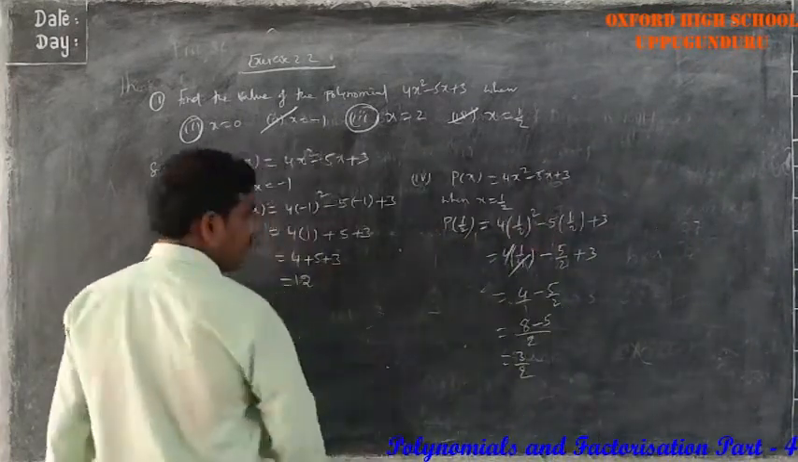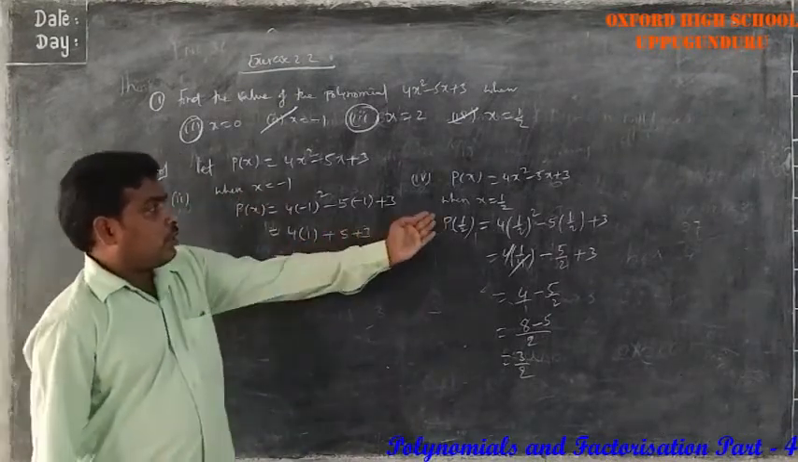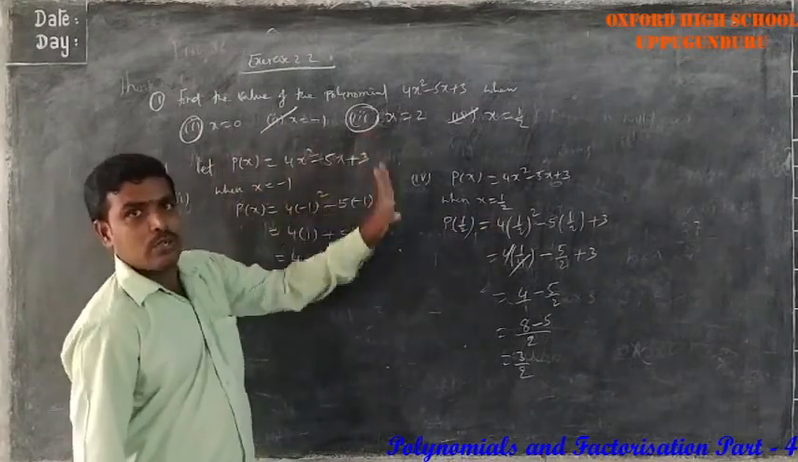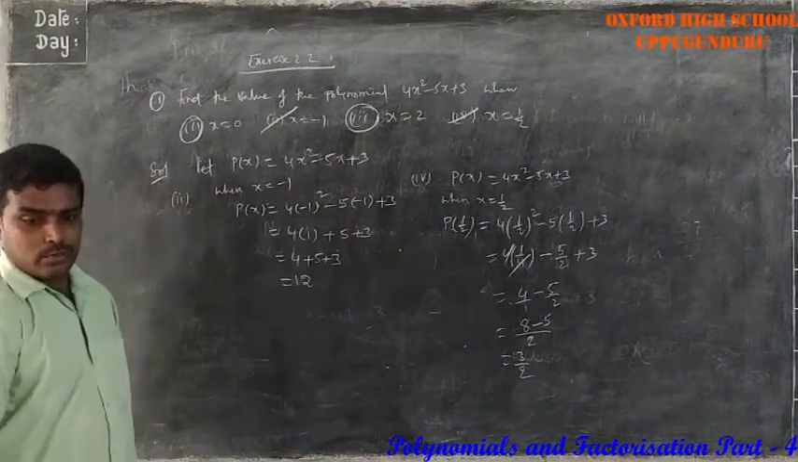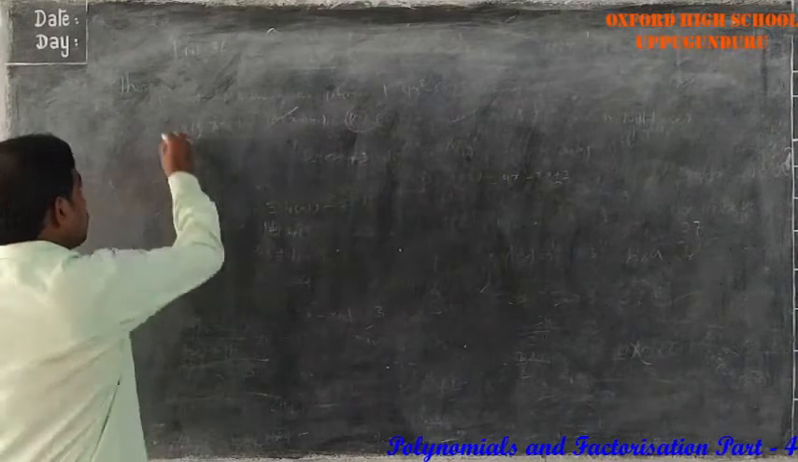So this is about the values of the polynomials. When x equal to minus 1, when x equal to 1 by 2. So when x equal to 0 and when x equal to 2, we have to do. So this is about first problem. Now second problem. Find p of 0.